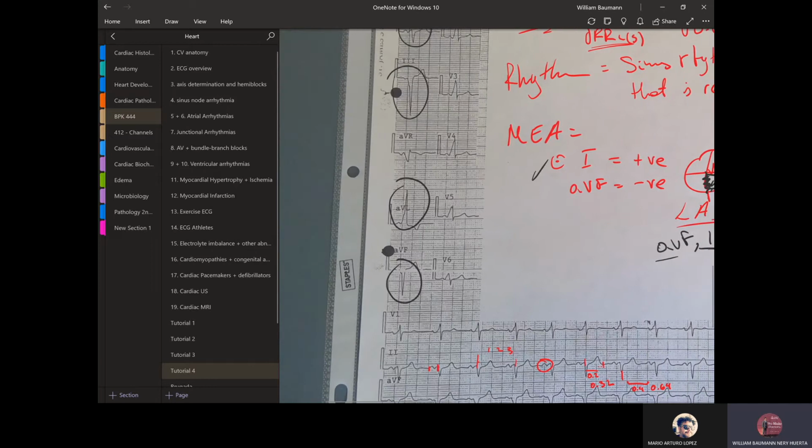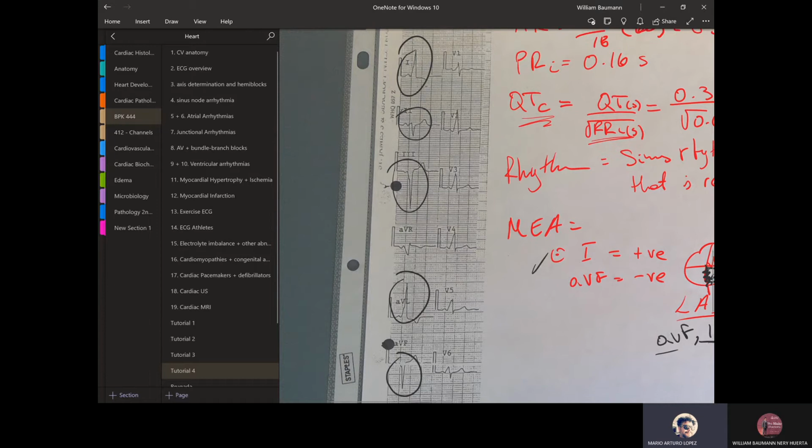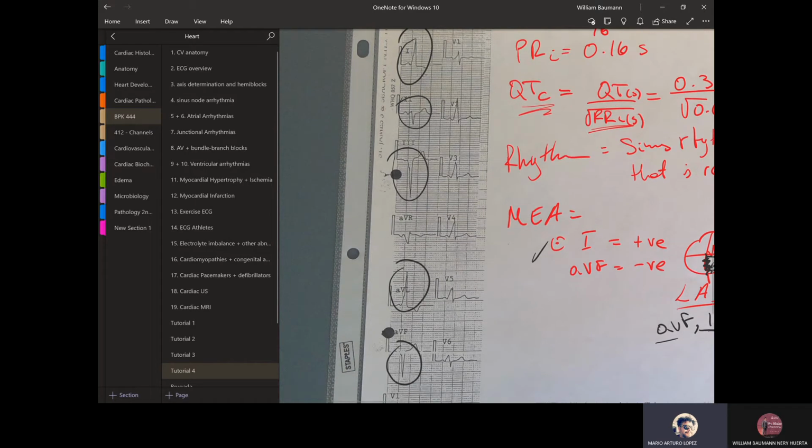All right, where are our chest leads? What do we see on our chest leads? We have number 1 is biphasic. Everything else is positive. 6 is positive.